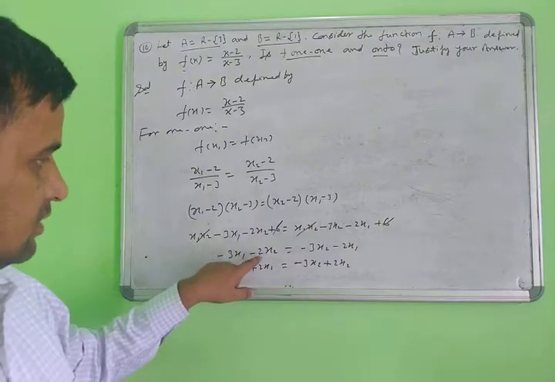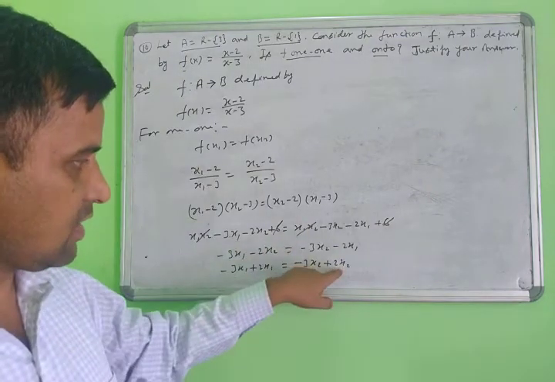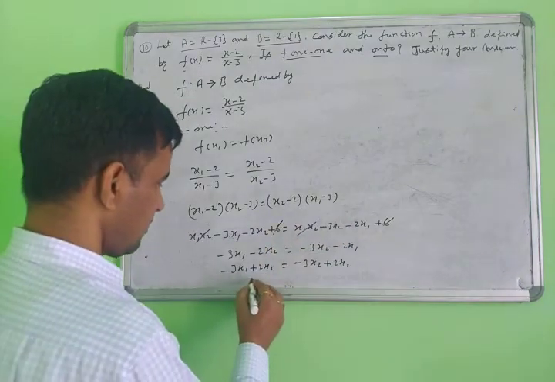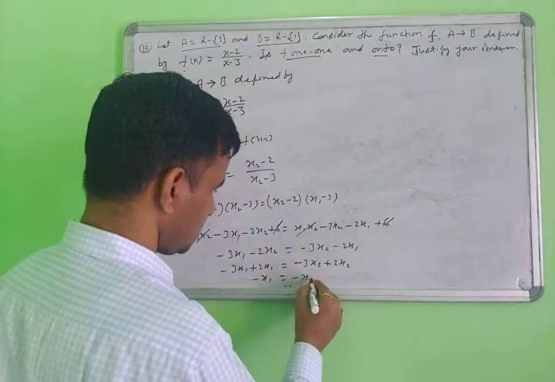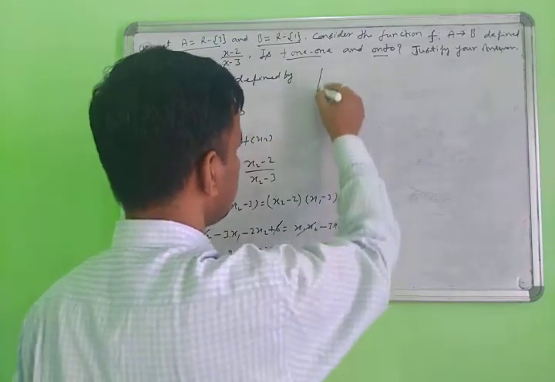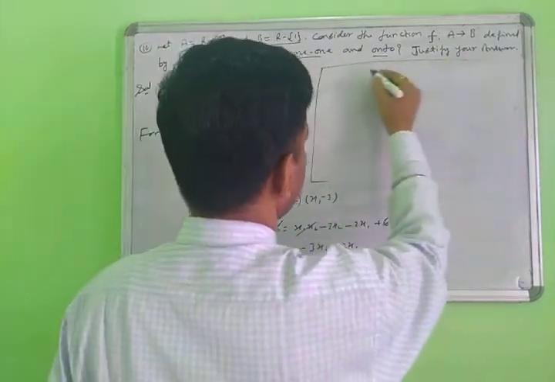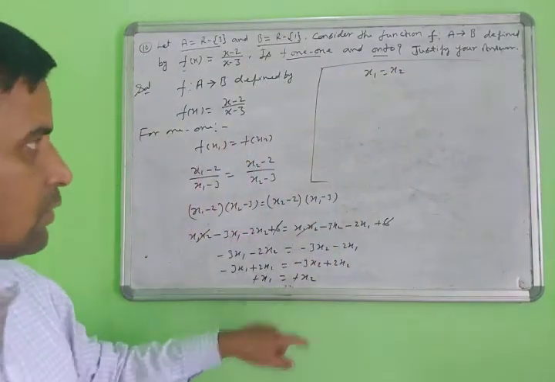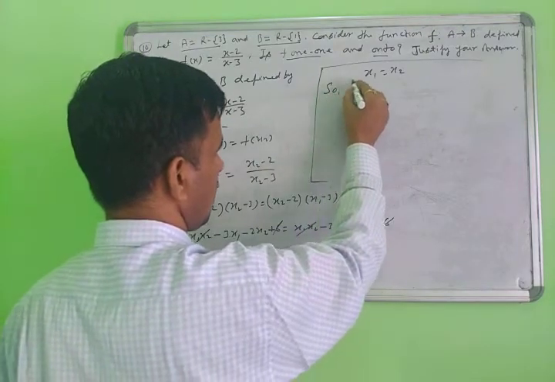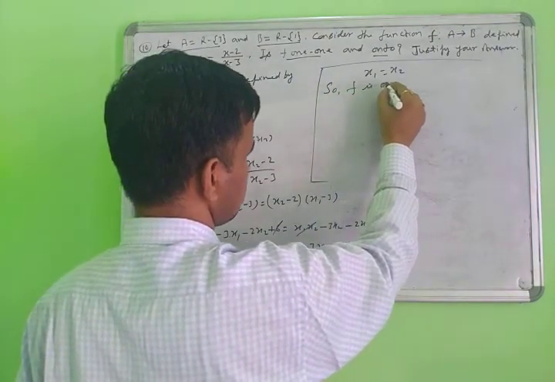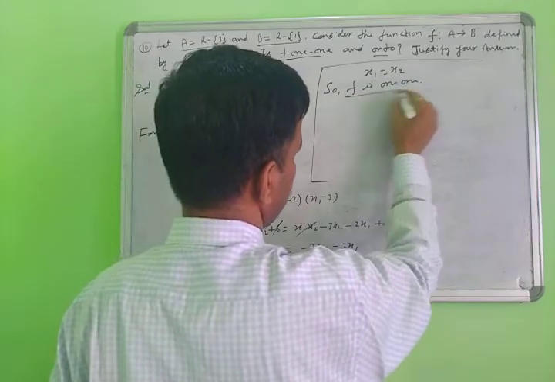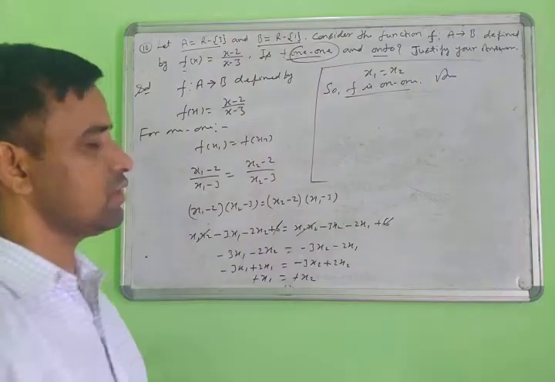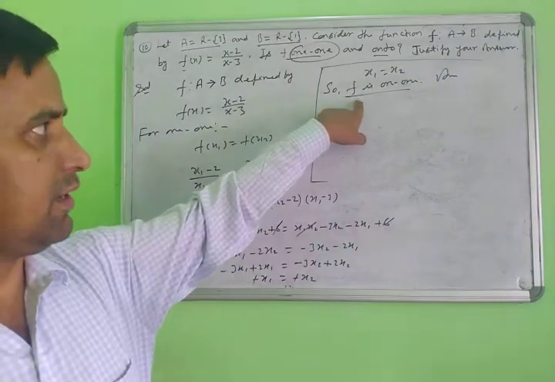Transposing, what is left here? Minus x1 equals minus x2. This will be cancelled, meaning x1 equals x2. What result comes here? x1 equals x2. So f is 1-1. The first result is proved.